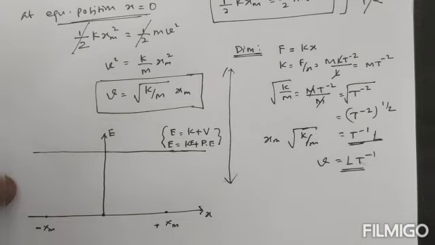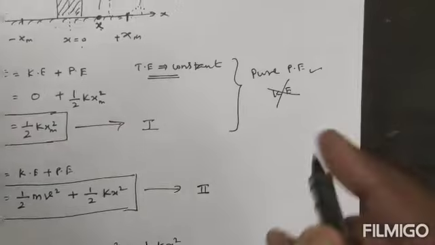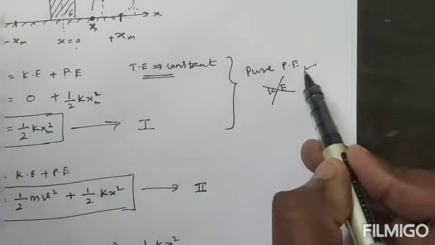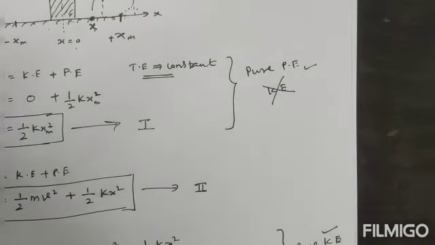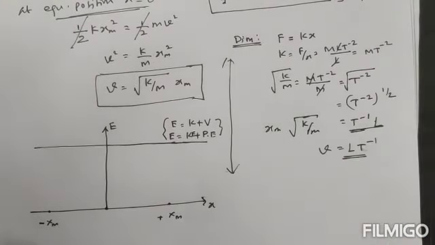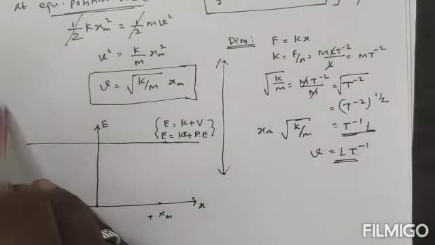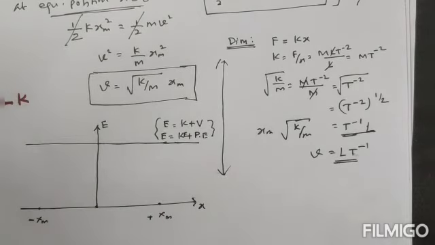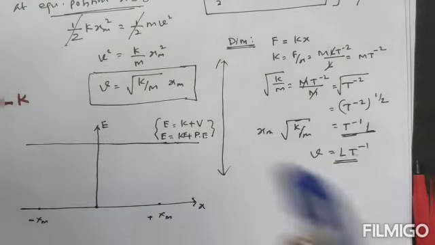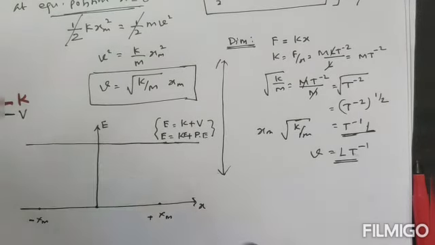Now, while we are reaching the extreme, the right side extreme or left side extreme, potential energy is maximum and kinetic energy is 0. So now I'm going to mention both energies. In the graph, I can use the red color for kinetic energy, and the blue color I can use for potential energy.